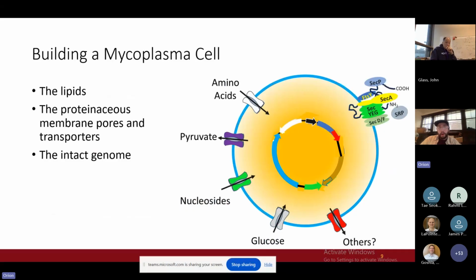In terms of building a mycoplasma cell, synthetic cell, or liposome, I've listed here in order of difficulty what I think the issues are. So recapitulating the lipids of the mycoplasma, recapitulating the proteinaceous membrane pores and transporters on the membrane, and then obviously encapsulating the intact genome.